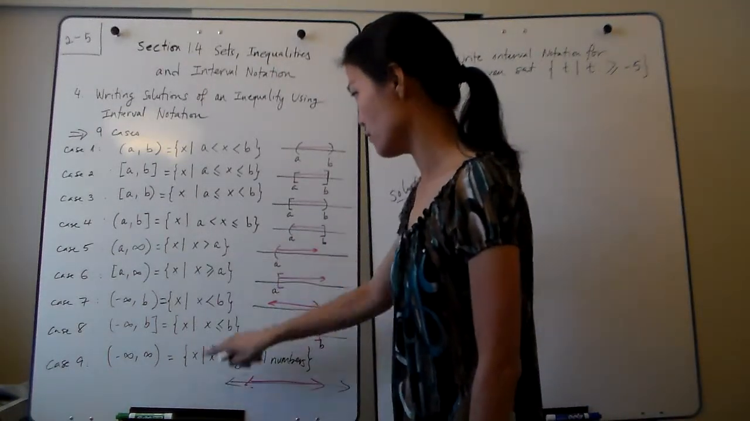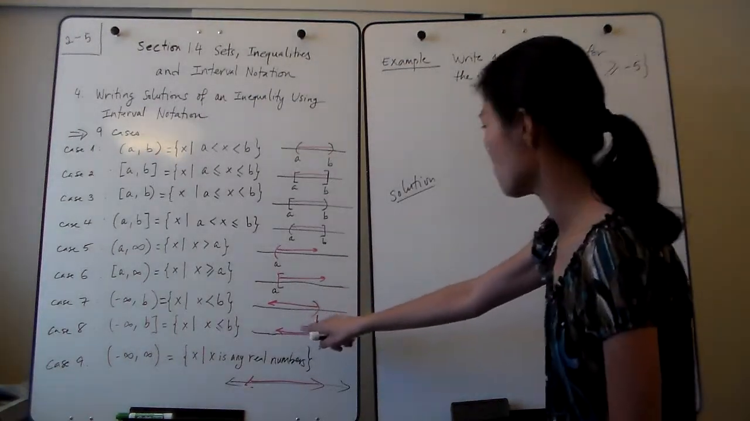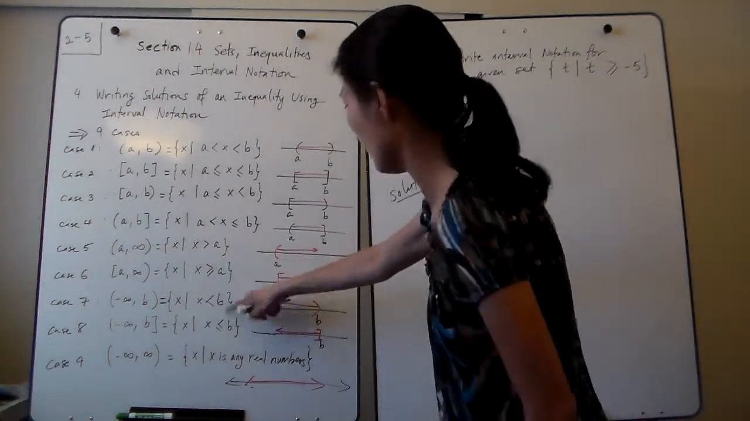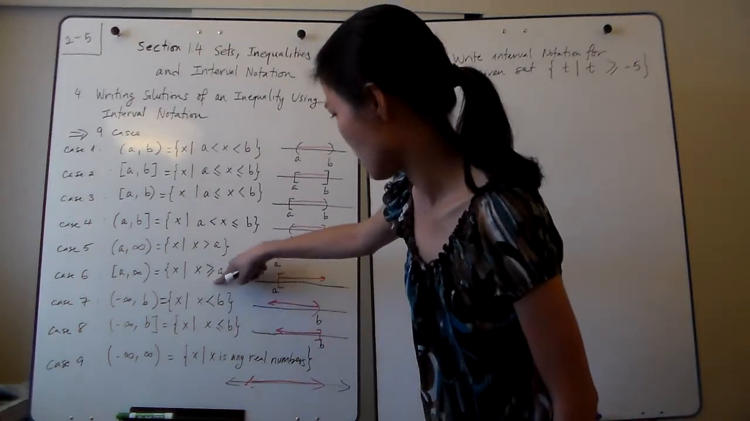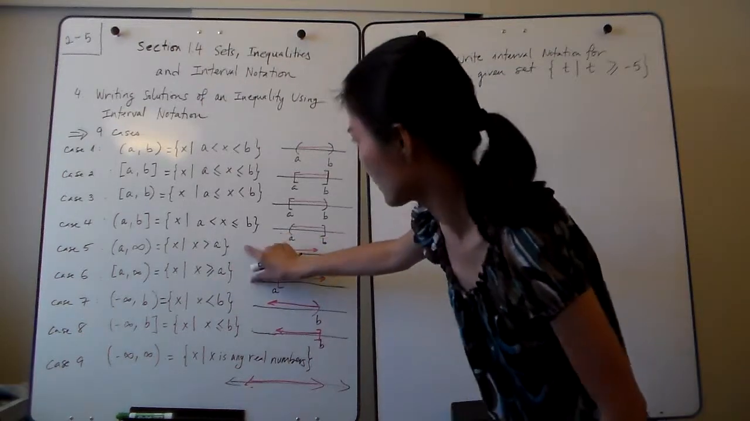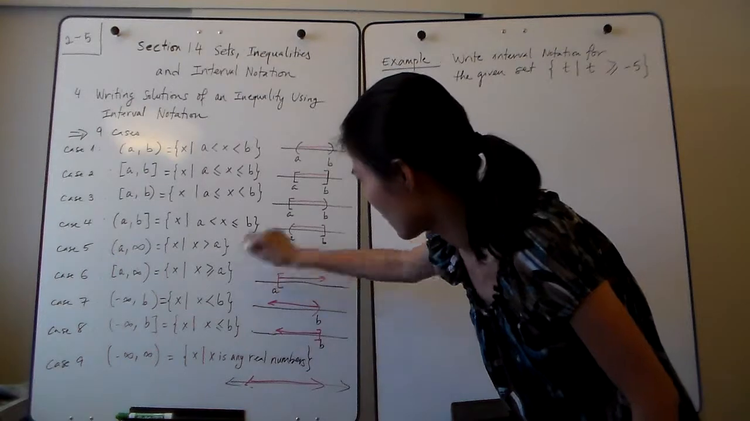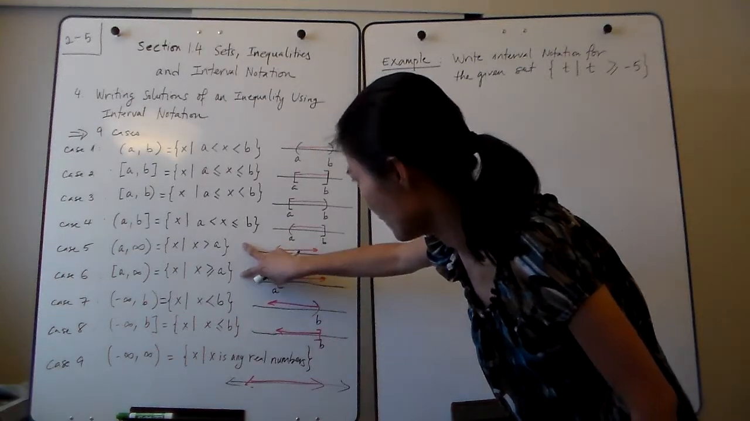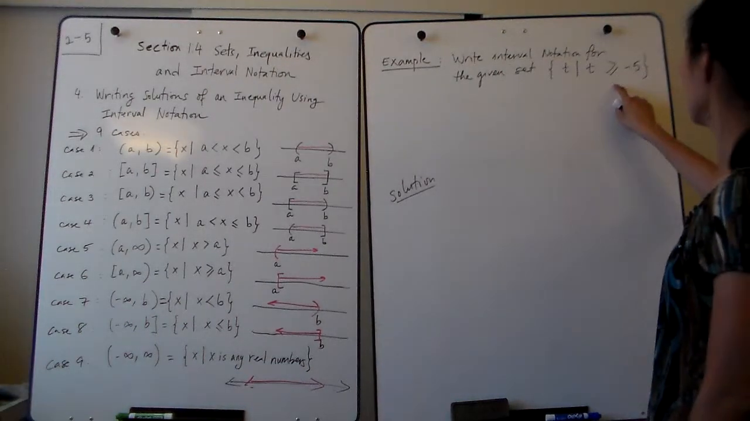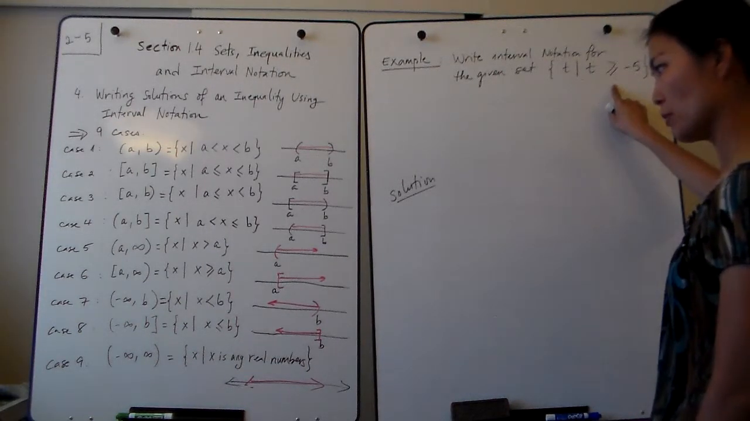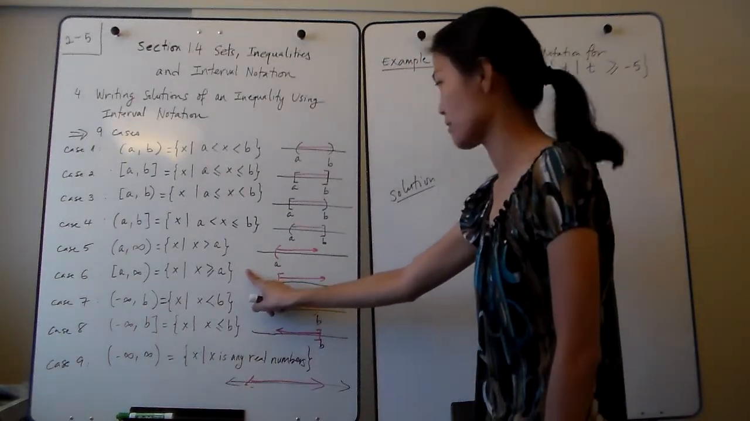So let's see, 5 to 9. Which one is that? Greater than, okay. This is last, we don't include, so greater than. So it looks like it's going to be case 5 and 6, because greater than. But it is greater than or equal to. So it's got to be case 6. Are you with me? It could be case 6.